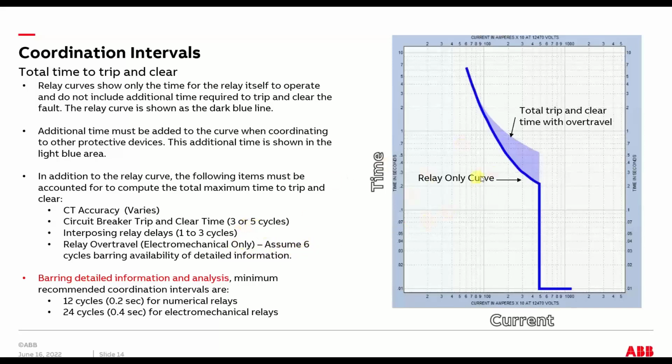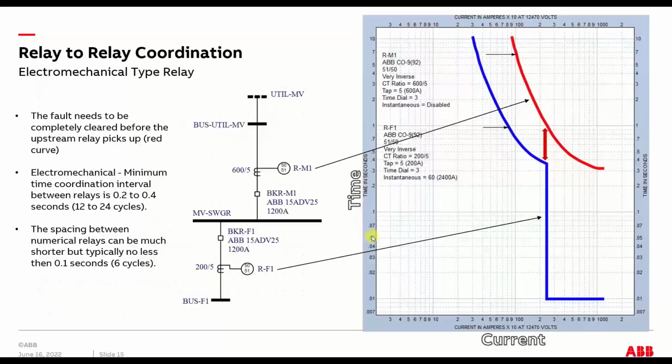So if you add them all together, you got your CT, let's say it's 6, plus your circuit breaker 5. Now you're at 11. 5 plus 6, and then your interposing relay. Let's add another cycle onto that. So we're at 12 cycles. So this area here, you have to add 12 electrical cycles or 0.2 seconds onto that relay curve for your next device. This just shows you an example of that.